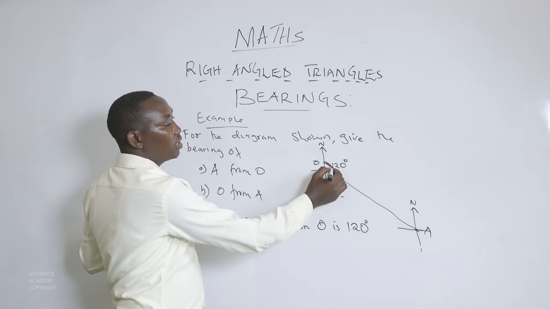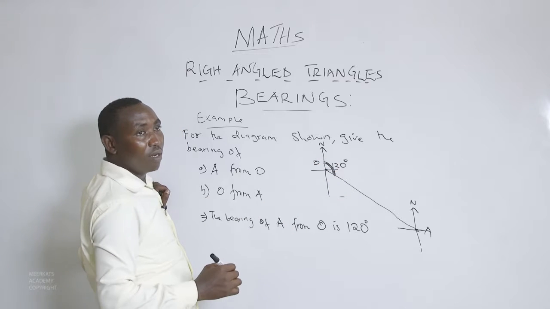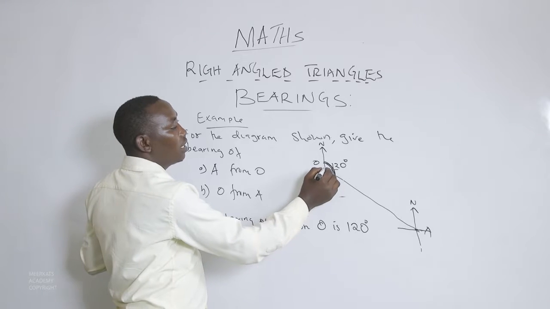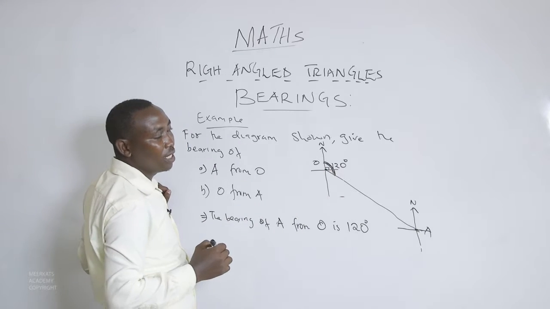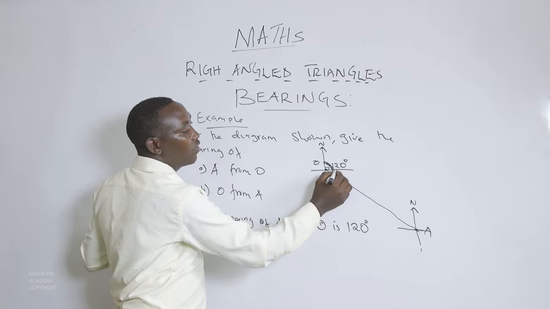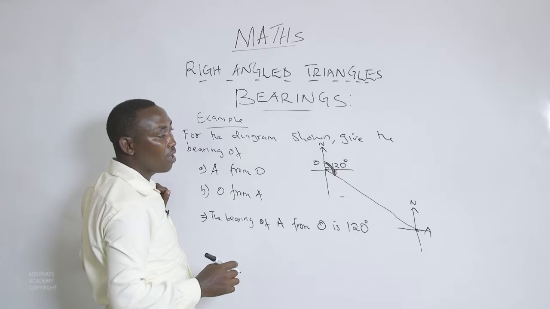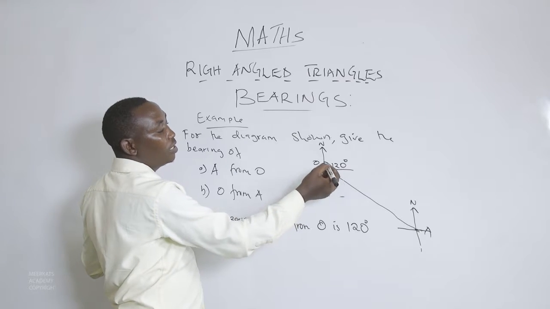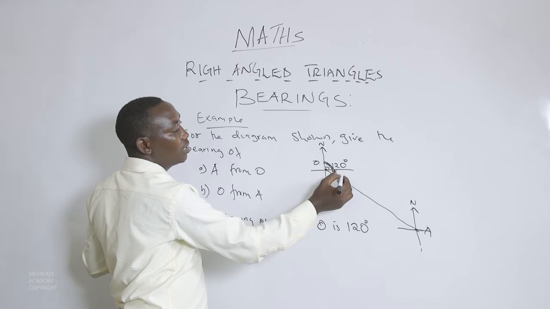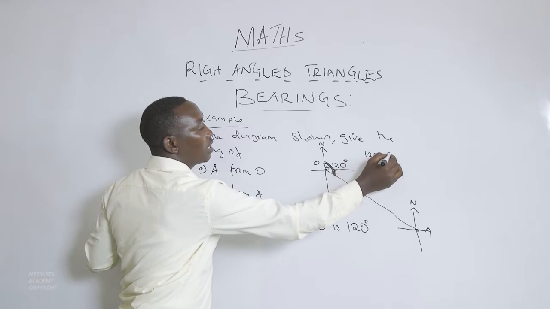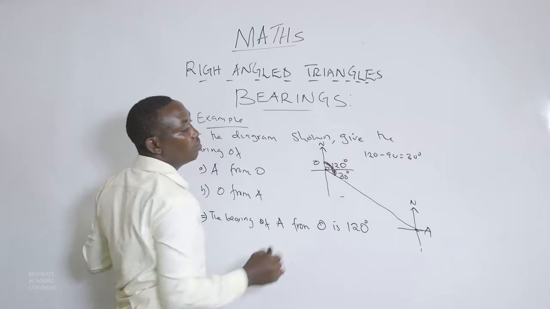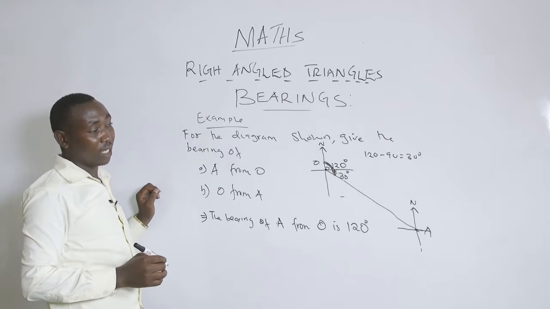Now, given that the whole of this particular angle is 120 degrees, and that this one alone is 90 degrees, that means we can find this other angle. If this is 90, and the whole of it is 120, that will be 120 subtract 90, giving us 30 degrees. That tells us that this particular angle is 30 degrees.